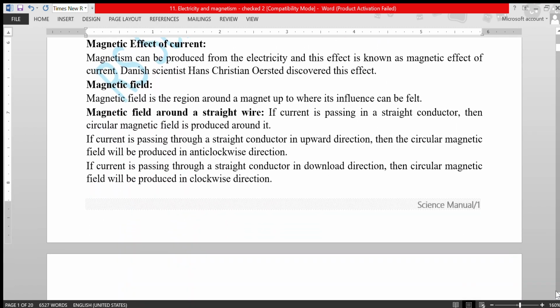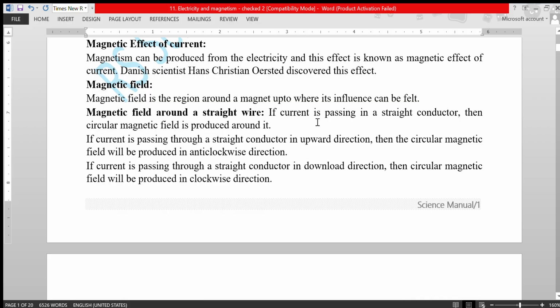Magnetic effect of current. Magnetism can be produced from the electricity, and this effect is known as magnetic effect of current. Danish scientist Hans Christian Ørsted discovered this effect. Magnetic field: magnetic field is the region around a magnet up to where its influence can be felt. Magnetic field around a straight conductor.